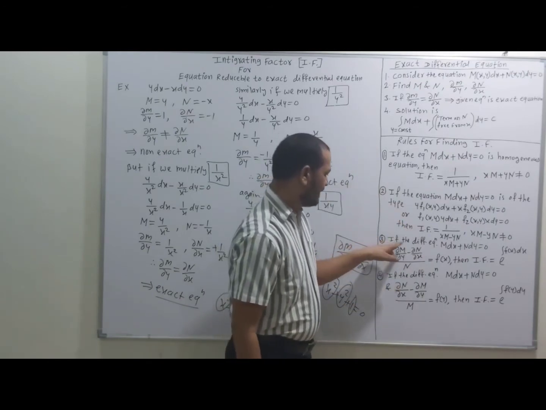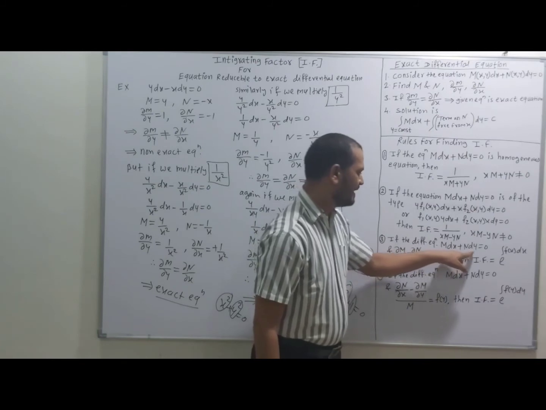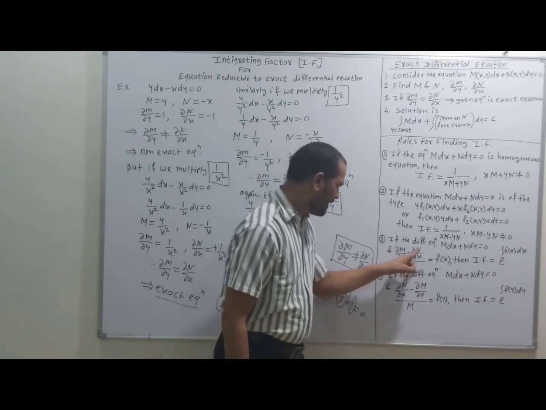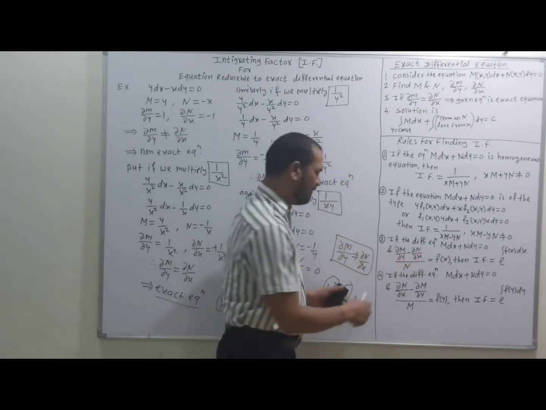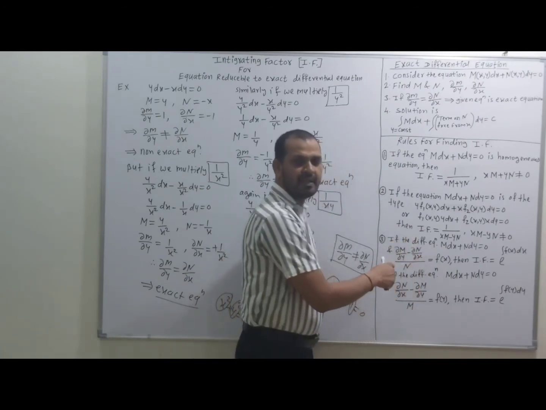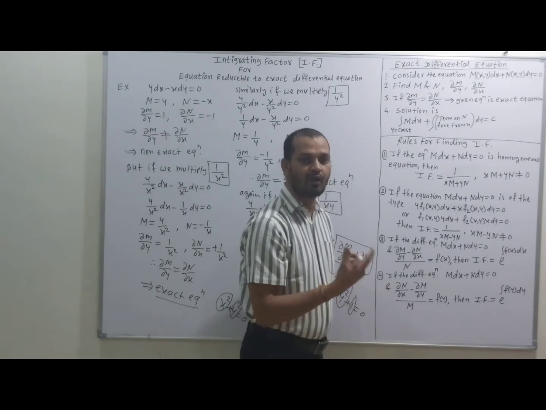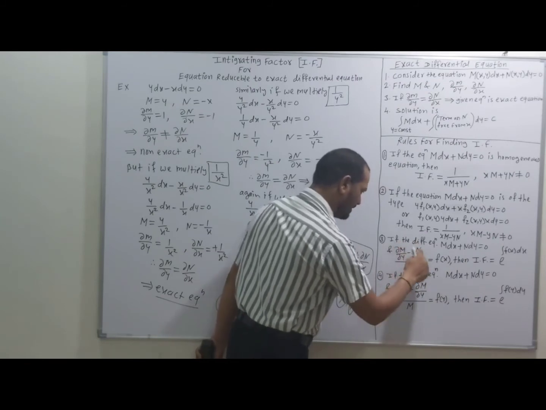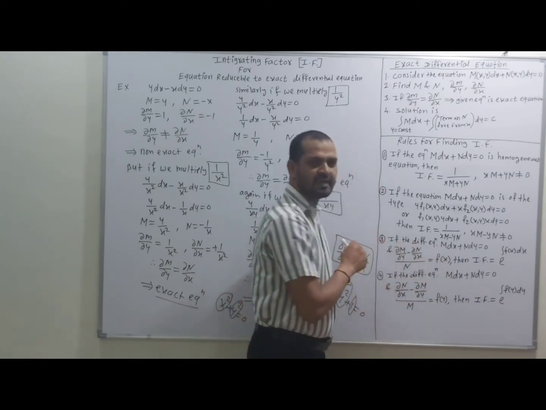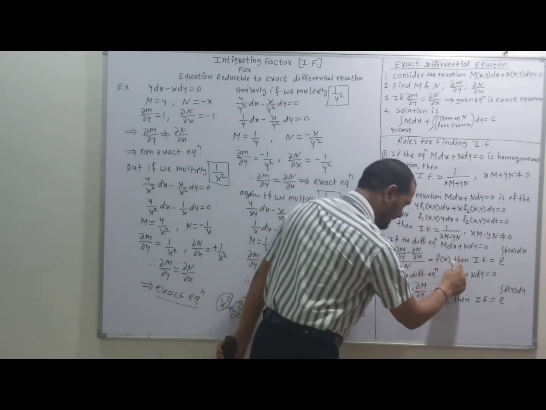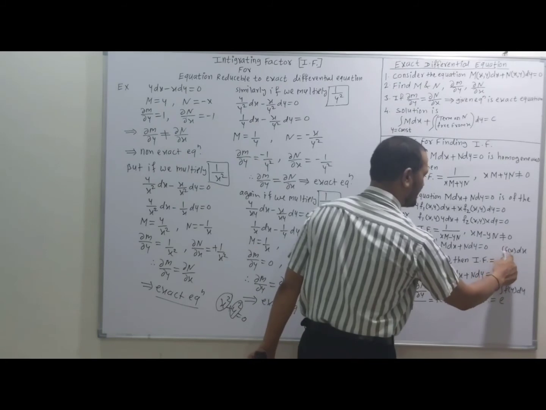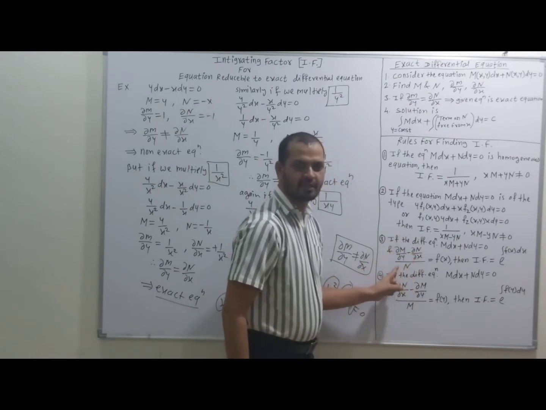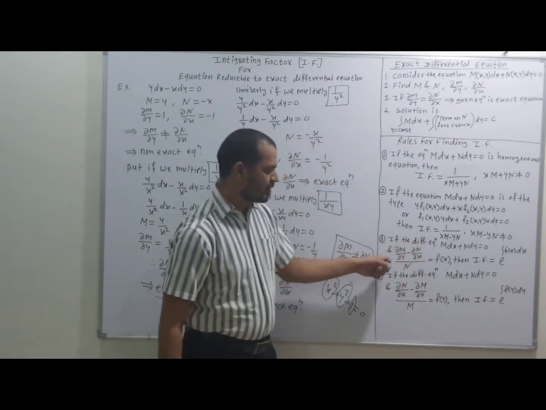Rule number 3 says that if the differential equation M dx plus N dy is equal to 0 and partial derivative of M with respect to y minus partial derivative of N with respect to x, upon N. So if we find this ratio, and if we get the answer in terms of x or constant, say f of x, then the integrating factor is e raised to integration of f of x dx. F of x means the answer which we are getting after calculating this term, which is in terms of x. So this is rule number 3.